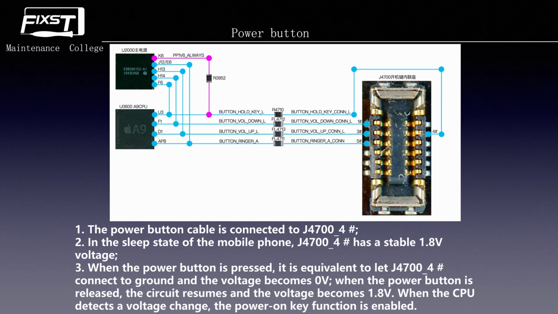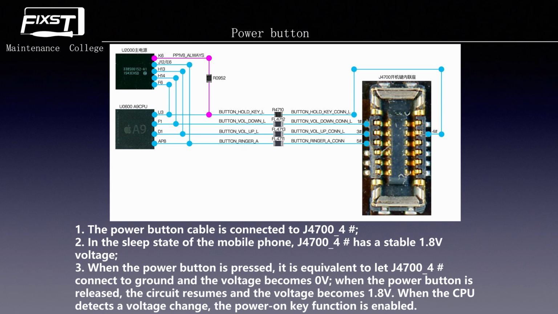When the phone is turned on and the CPU detects that this line has no 1.8 volts for 3 to 5 seconds, the CPU thinks that you want to power off the phone, and the phone will prompt something to let you turn it off. When the phone is asleep and the CPU detects that this line has no 1.8 volts for 1 second, the CPU will wake up the screen. When the screen is displaying something and the CPU detects that this line has no 1.8 volts for 1 second, the CPU will put the phone to sleep.